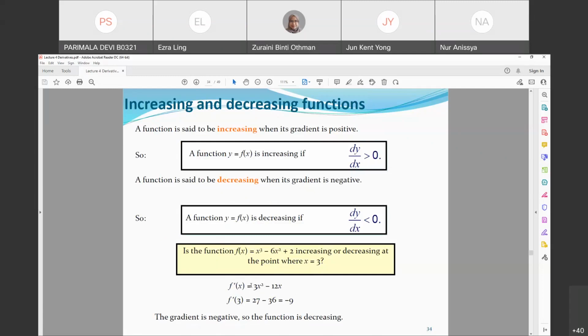So now you have to find the first derivative from this equation. Okay, find the first derivative from this equation. Ni kan equation dia. Okay, find the first derivative. Okay, after that you put x is equal to 3 inside. Then you get this. Then you know that it is less than 0. So we can conclude that this kind of function at point 3, it is decreasing. Okay.